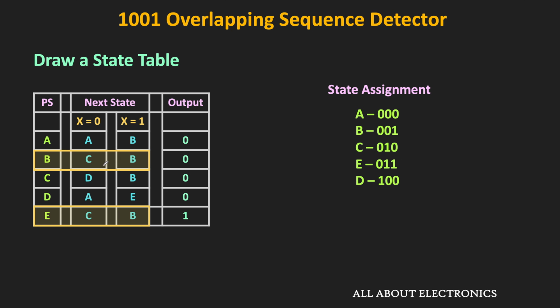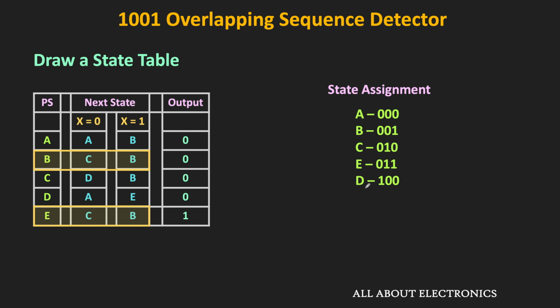Of course, you can have your own assignment, and with a different assignment, the final circuit will be slightly different. But in terms of the functionality, it will be the same. So here, we are going to use this assignment. For the 3 bits, we have a total of 8 possible combinations.